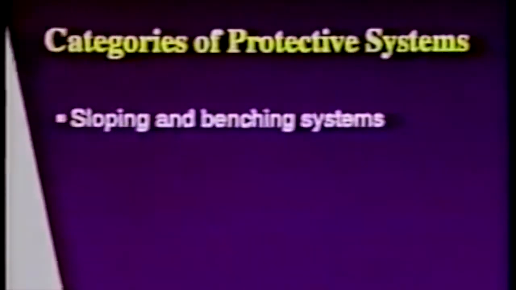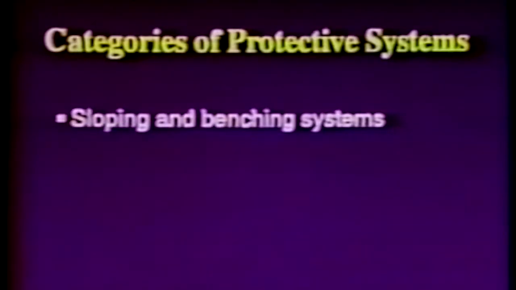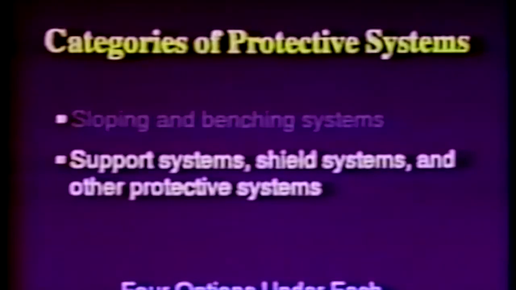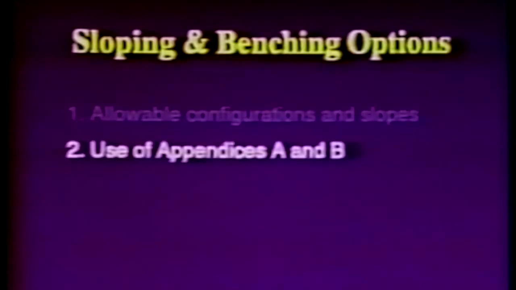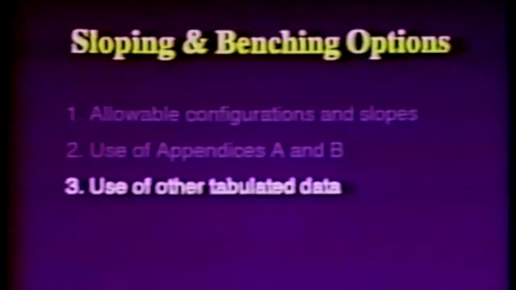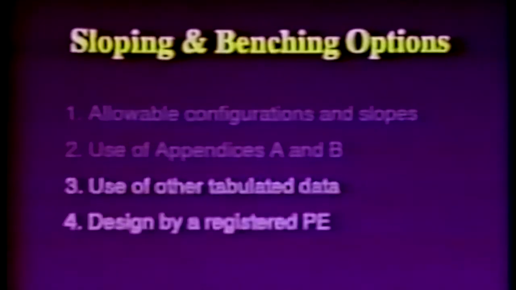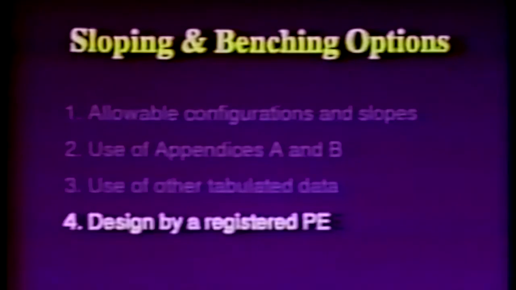OSHA divides protective systems into two categories: sloping and benching systems, and support systems, shield systems, and other protective systems. The use of either of these categories of protective systems requires the choice of one of 4 design options. Let's first look at the allowable options when choosing sloping and benching systems. The options include allowable configurations and slopes, the use of Appendices A and B, designs using other tabulated data, and designed by a registered professional engineer.